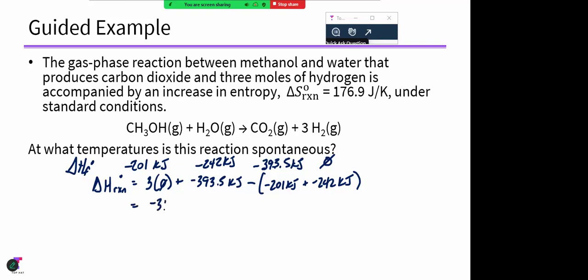So we've got negative 393.5 kilojoules for the products, negative 201 plus negative 242 is negative 443 kilojoules for the reactants. So delta H for the reaction would be positive 50 kilojoules.